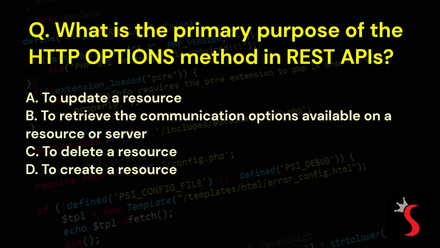What is the primary purpose of the HTTP options method in REST APIs? A. To update a resource. B. To retrieve the communication options available on a resource or server. C. To delete a resource. D. To create a resource.